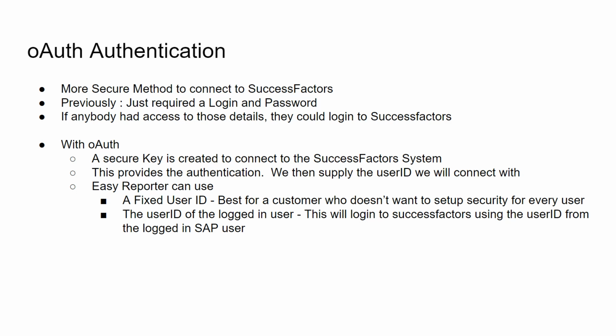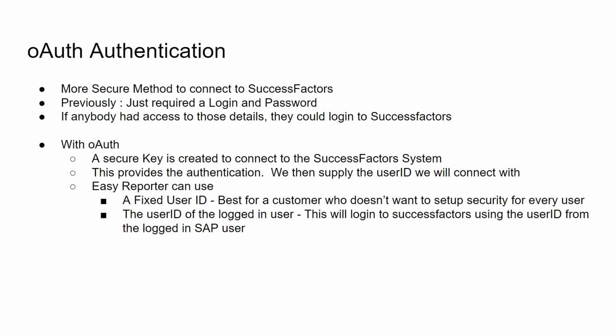From an Easy Reporter perspective, what we then have is the ability to either still use a fixed user ID. So if you have an API user today, or the customer does, you can continue to use that API user. But often we also have customers that are saying, well, we want the users to have their own security. So whatever things that they can see normally in SuccessFactors, they should only be able to see through the Easy Reporter solution.